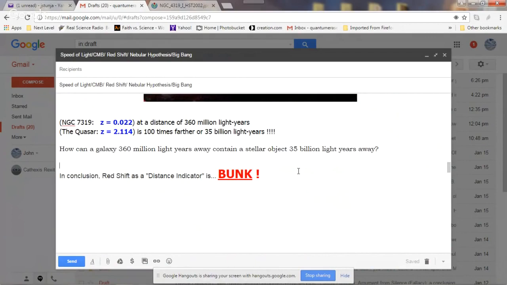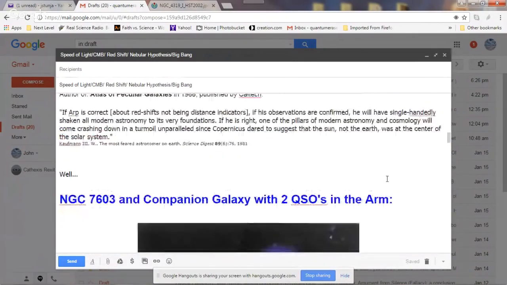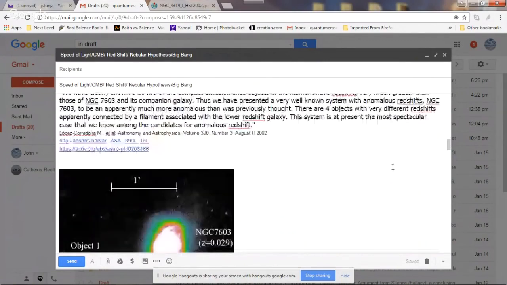But well, let's go ahead and move into this next part, the nebular hypothesis. Let me finish up with this. Oh, sorry, go on. Just to let everyone know the conclusion here, and I'm sure you can see it. In conclusion, redshift as a distance indicator is bunk. Has everyone got that? So we can go back up here to what was said, that if the observations are confirmed, because the data is already in, it's already got. So this is all true. It's already come crashing down. These people are just whistling past the graveyard. Yeah, it's over. It's a pillar of astronomy.